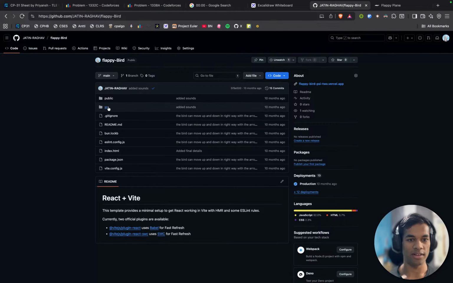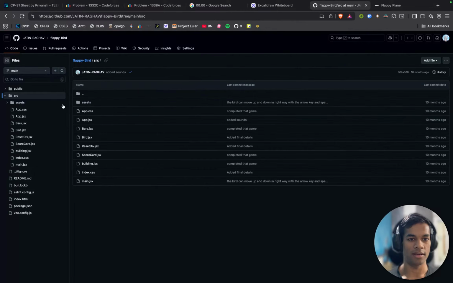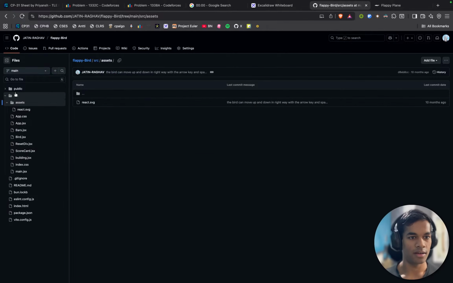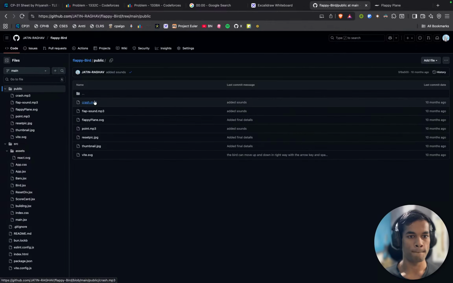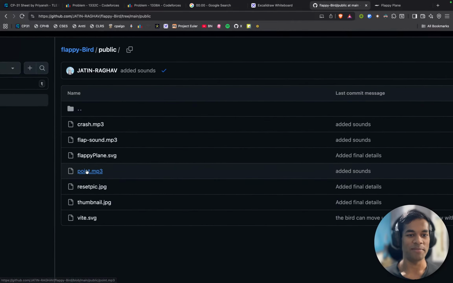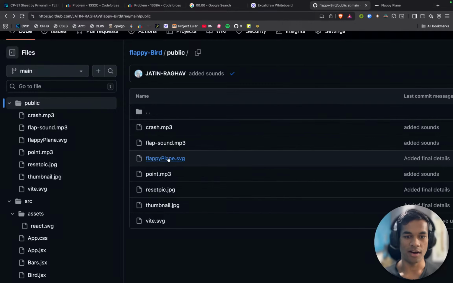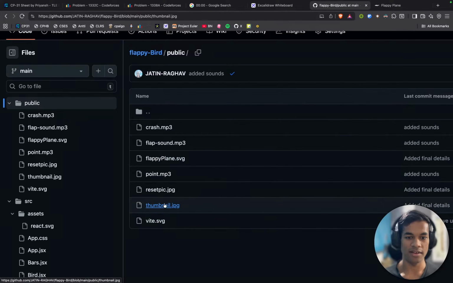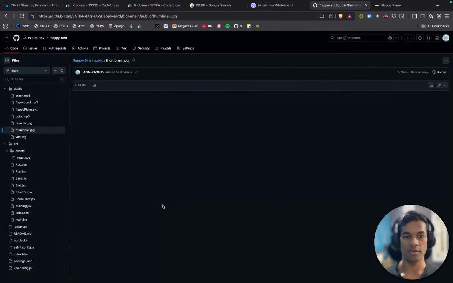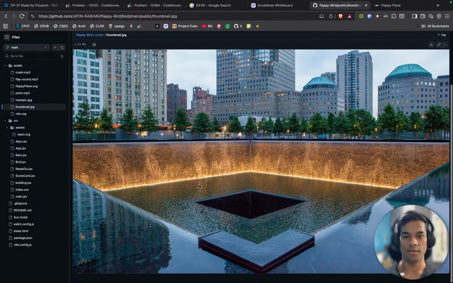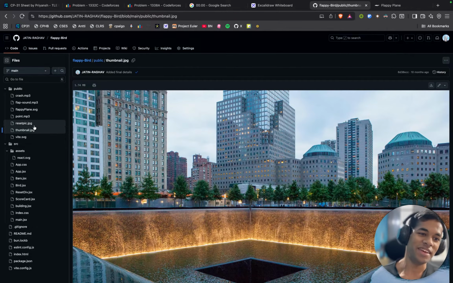Where am I importing the towers from? Public assets. I don't even remember what I did here. Public crash.mp3. These are the sounds. Flap sound. Point.mp3. What is point.mp3? I cannot play sound on GitHub. Makes sense. Plane thumbnail. Okay, there is a thumbnail.